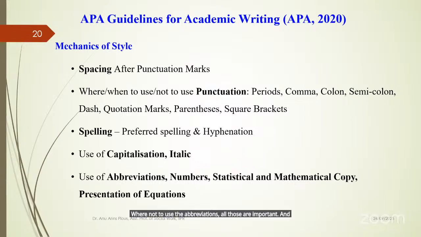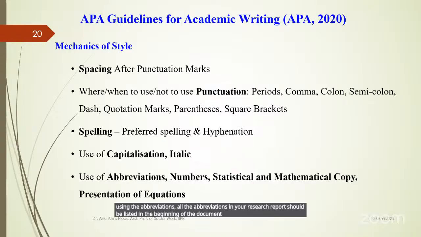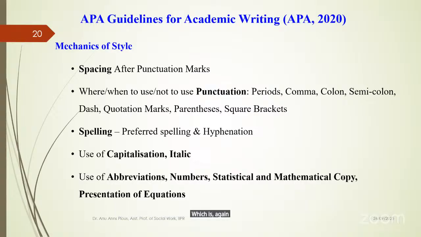And if you are using abbreviations, all the abbreviations in your research report should be listed in the beginning of the document, that means before the body of knowledge, as a list of abbreviations, which is again organized in alphabetical order.